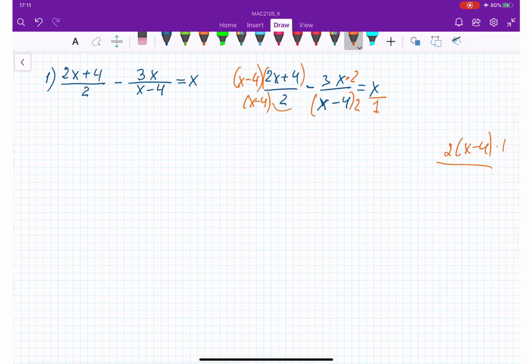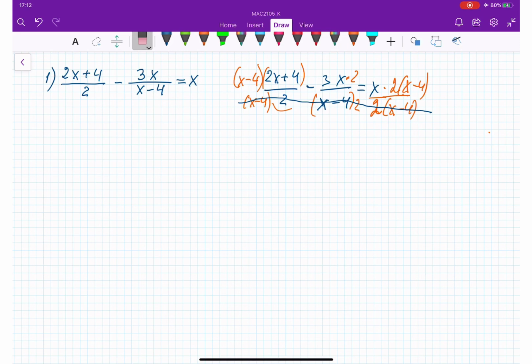And for x, I have to multiply by the entire denominator, which is going to be 2 times (x - 4). I overwrote this 1 because 1 doesn't do anything. And the same way here, 2 times (x - 4). Okay, so let's see, (x - 4) times 2, (x - 4) times 2, 2 times (x - 4). All right, so we drop that and we get. So I can clean this, we don't need this anymore.